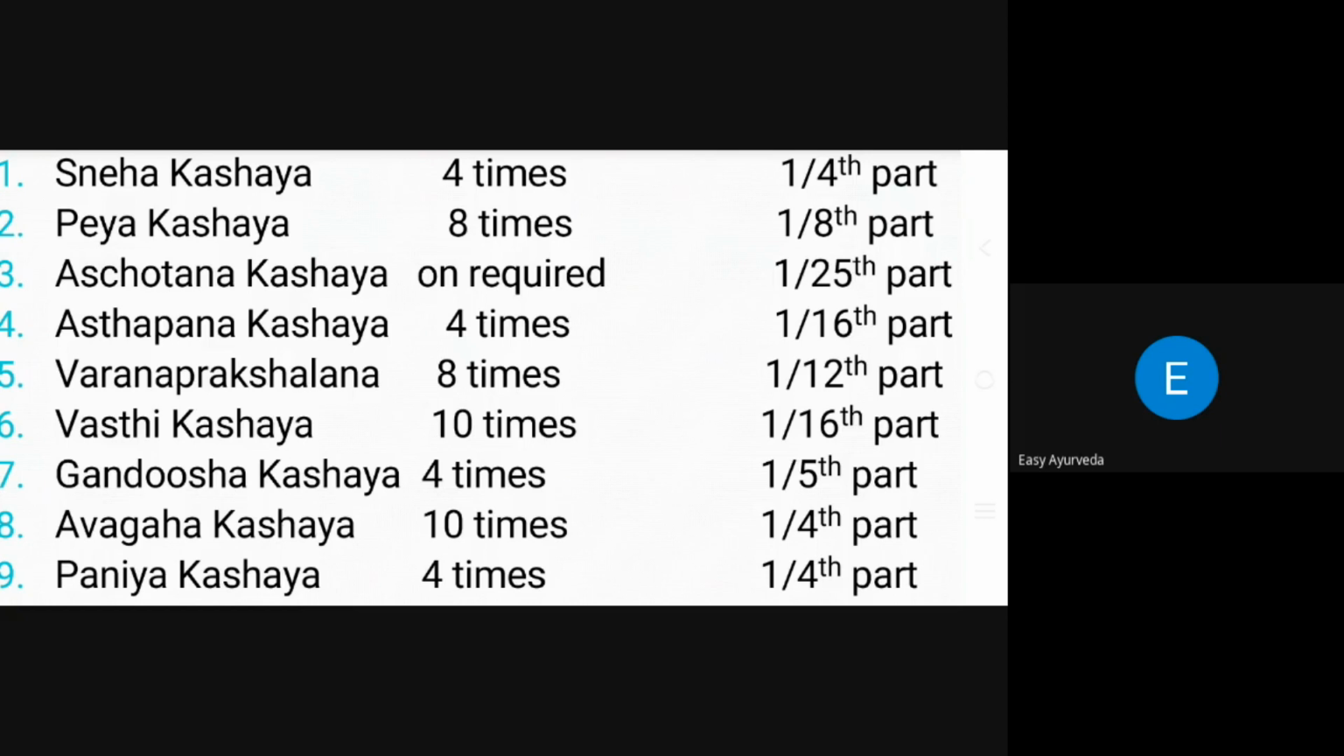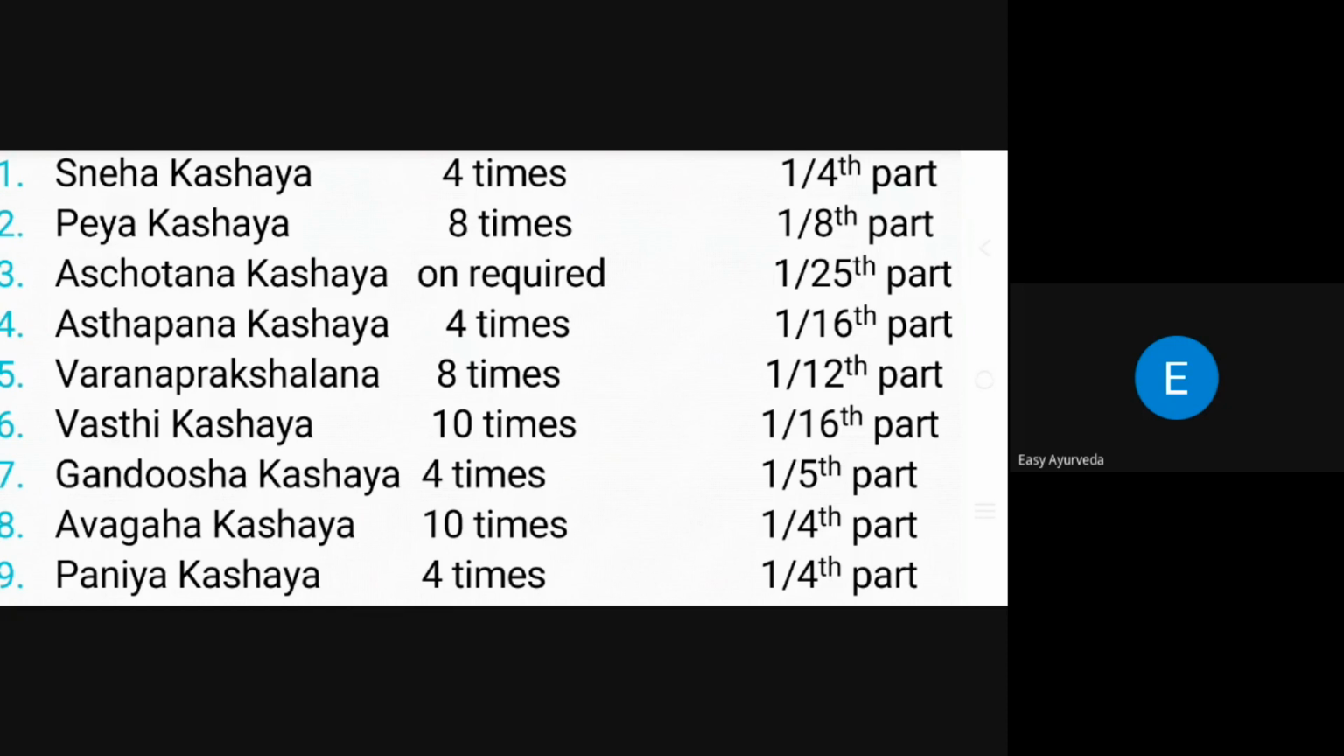Which type, how much water should be taken and how much should be reduced, is not explained in almost any other text. Here, Vrana Prakshalana has been mentioned: 8 parts of water should be taken and reduced to 1/12th part. Basti Kashaya has been explained here.